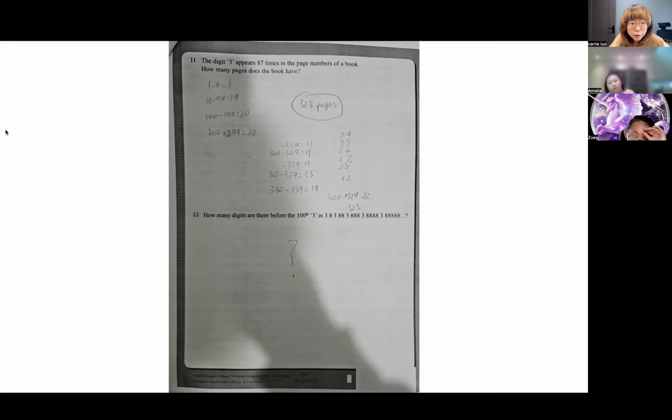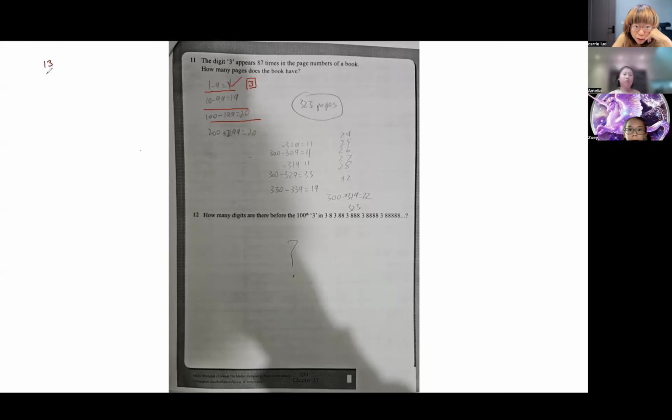Okay, hello. Sorry, Pen is calling me. So let's take a look at this one. The digit 3 appears 87 times. Okay, I have seen Zoe has cut them into two parts. So first one, 1 to 9. How many threes are there? 1, 3. Very good. Okay, from 10 to 99.